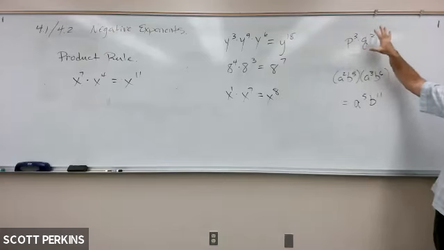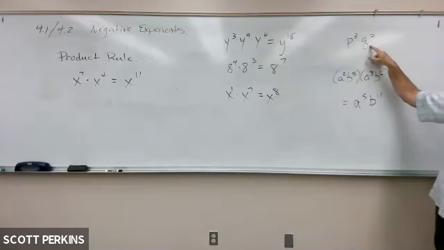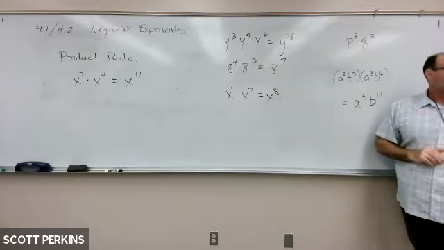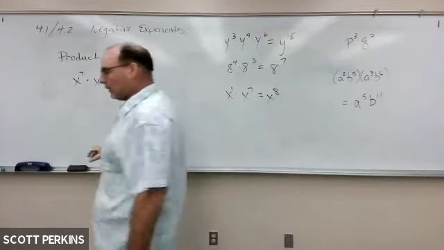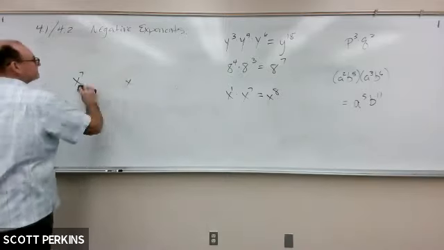I was just making the point here that in order to apply the product rule, the bases have to be the same. If the bases are different, you can't do anything with it. That was the purpose of this example. Any other questions? Okay. Well, the next property of exponents.